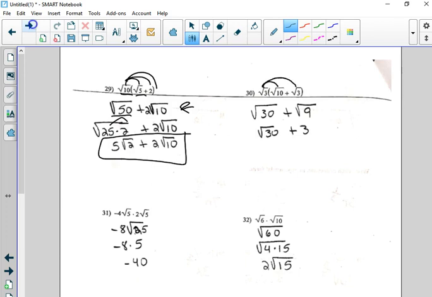Here, inside times inside for both. 3 times 10 is 30. 3 times 3 is 9. The square root of 9 is 3. So there's your final answer. And if you wrote 3 plus root 30, that's fine also.